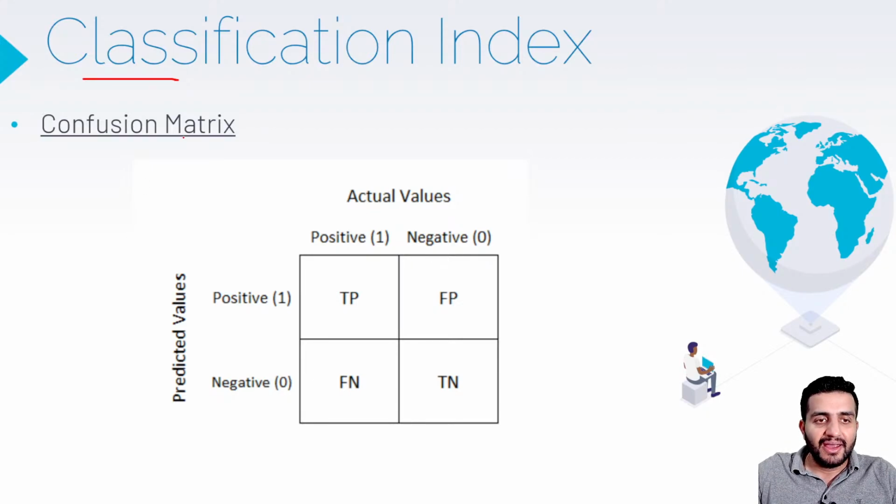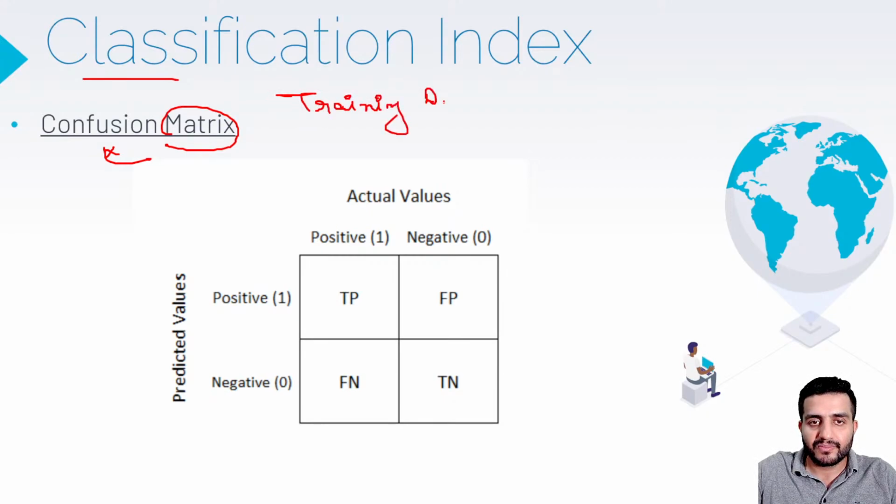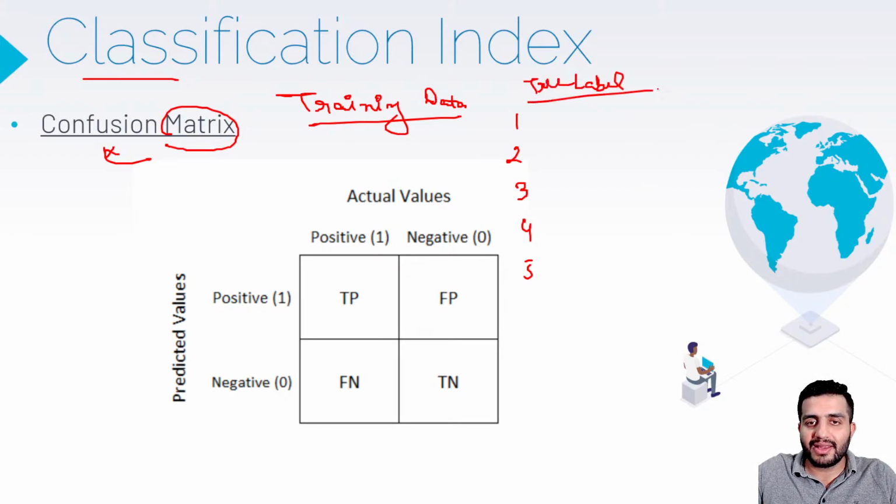As the name suggests, it is a matrix which is confusing. Yes, it is slightly confusing, so we'll try to look into this. Before even jumping into this, let's try to understand. I have a training data: patient ID 1, patient ID 2, patient ID 3, patient ID 4, patient ID 5. And for each of them, I have a true label, or the actual label, I'll call this the actual label.